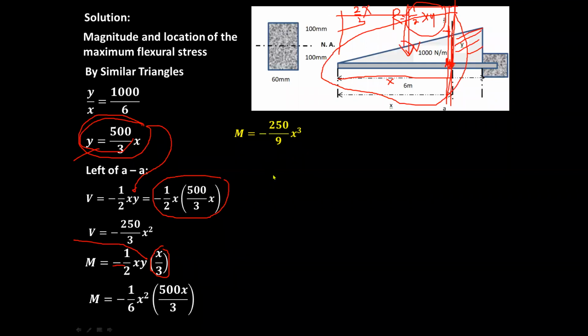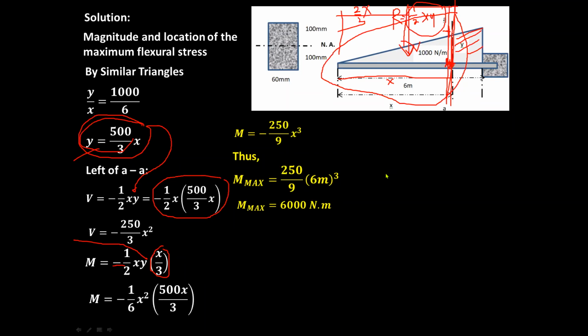Kung bakit nag-arrive sa negative 250 over 9x cubed, kasi nga, 500 over 18 are both divisible by 2. That's why we have 250 over 9, reducing the fraction to lowest term. Thus, the maximum moment is 250 over 9, but the total dimension or distance of the span of the beam is 6 meters. Substituting it, we can have now our maximum moment, 6,000 Newton meters. Okay? So, nakalculate natin ang ating maximum moment.